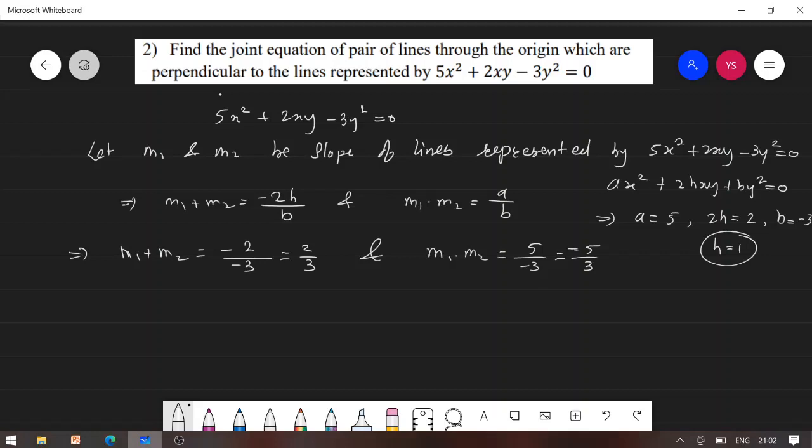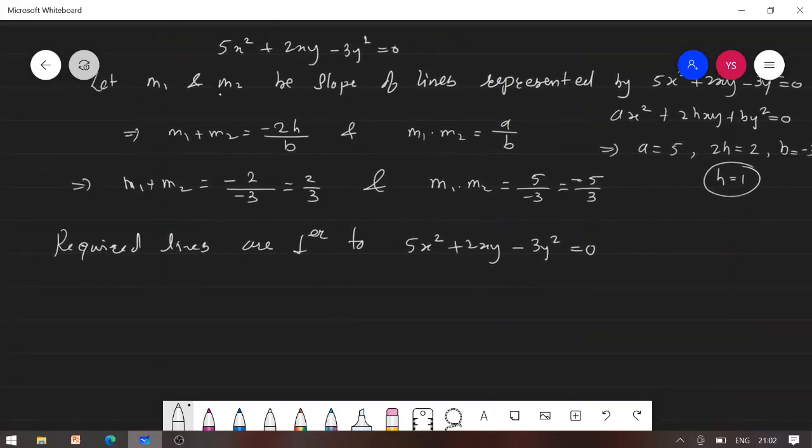Now the required lines are perpendicular to the given lines 5x square plus 2xy minus 3y square equals 0. So I would like to write here: the required lines are perpendicular to 5x square plus 2xy minus 3y square equals 0. So their slopes are given by.